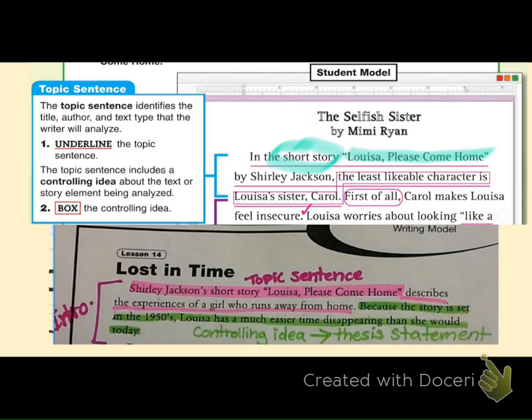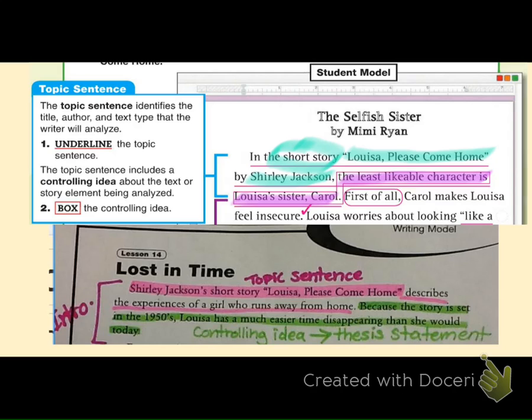The next part is the author. Shirley Jackson's our author. And finally, and the most important part of our introduction, is our thesis statement, and that is what our book calls the controlling idea. So let's see if we can find that. The least likable character is Louisa's sister, Carol. So we have all components of the introduction in one sentence here.